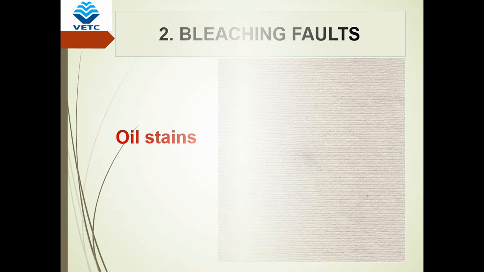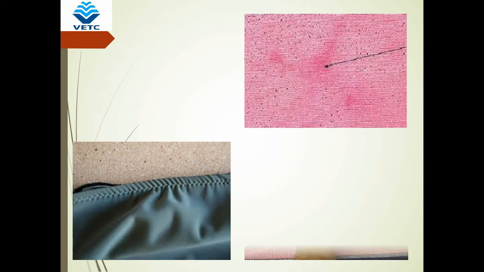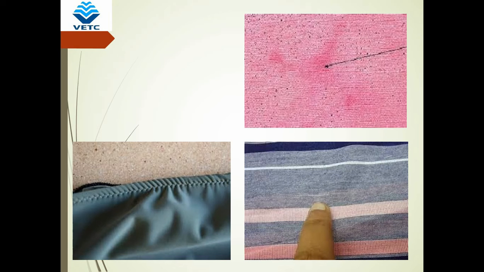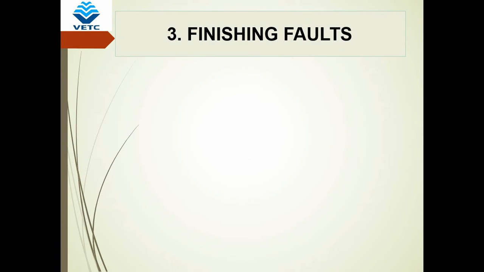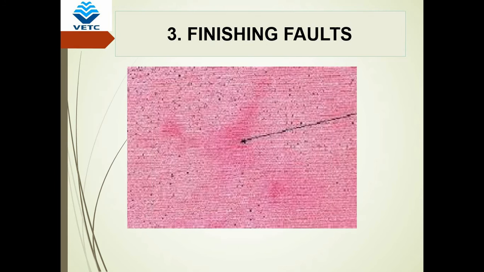And here, do you know what faults are there? Right, they occur during finishing. Right, so let's go on. With finishing faults, we have the first. Here, you can see the stains all over the fabrics. So we say that's softener stains.